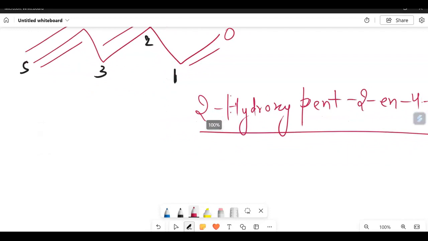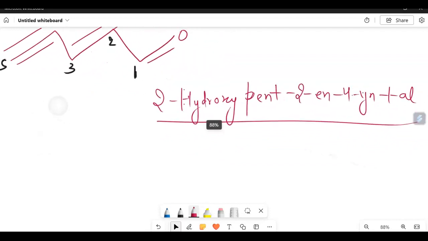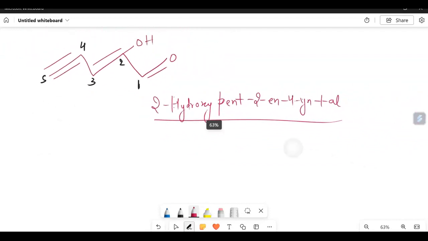So hydroxy is not the functional group here. The alcohol is not the functional group here. Aldehyde has its priority. Okay. Now write down the next example for it.